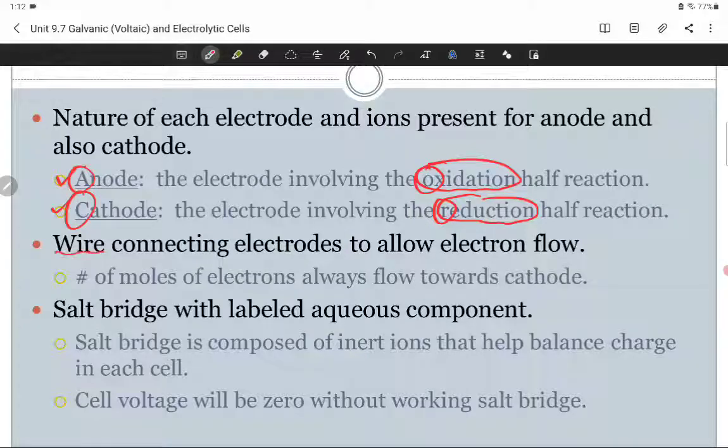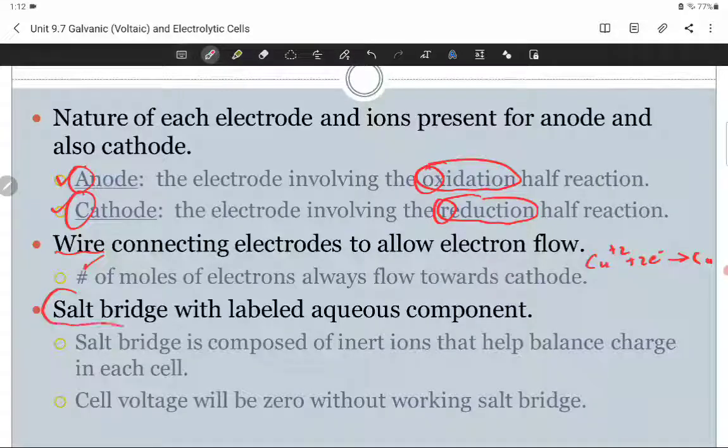We're going to make sure there's a wire that connects these two half reactions, and I'll show you how to do that in a second. And that's where the electrons are going to flow. And it will be moles of electrons. Okay, and they're always going to flow towards the cathode because the cathode is what is being reduced. So in this case, 2 electrons will be flowing towards the copper half reaction to make the copper ions become copper metal.